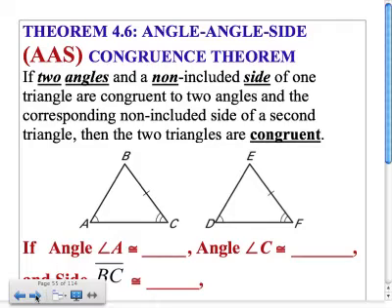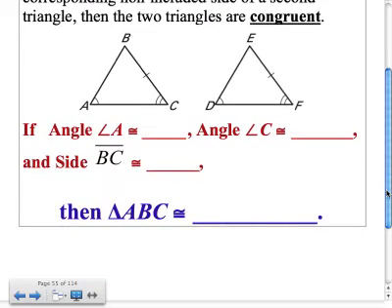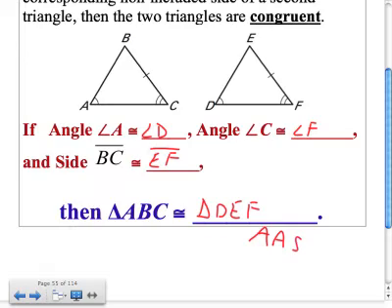And finally, the last shortcut is angle angle side. If two angles and a non-included side of one triangle are congruent to two angles and the corresponding non-included side of a second triangle, then the two triangles are congruent. So in other words, here's your diagram. Angle A is congruent to angle D, angle C is congruent to angle F, and side BC is congruent to side EF. Therefore, triangle ABC is congruent to triangle DEF, and that's the angle angle side. Just go right in order. Angle, angle, side. Check.